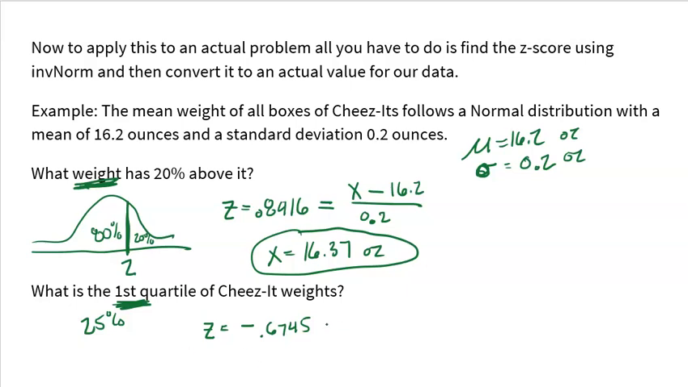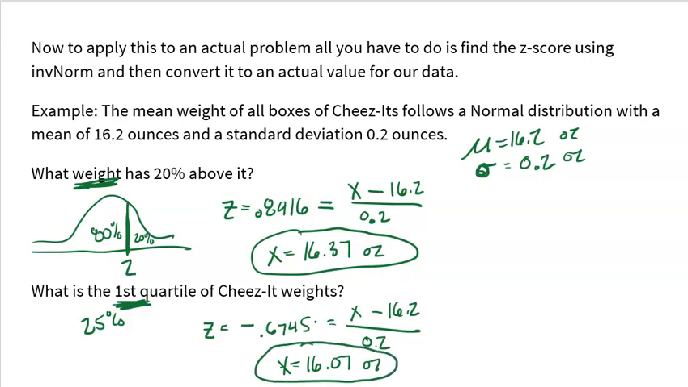Now that's a Z-score, that's how many standard deviations from the mean. I now have to solve for what actual value represents that. So I'm going to take the Z-score and set it equal to the formula for a Z-score, and quickly solve here. I'm going to take negative 0.67. You don't have to really show any work here. I mean, come on, you guys are in AP stats. You should be able to solve this very easy equation by multiplying by 0.2, adding the 16.2, and I get 16.07 ounces. So that would represent the first quartile.